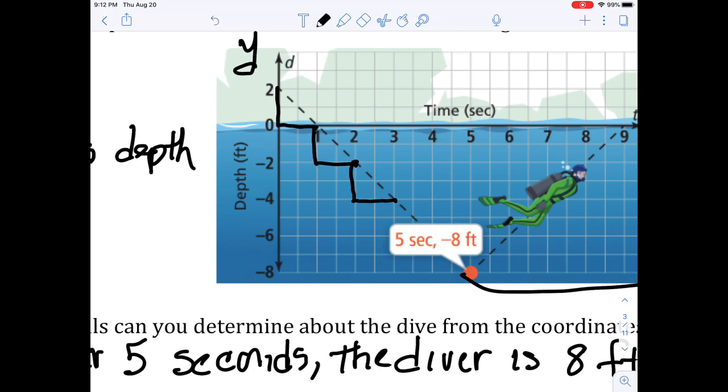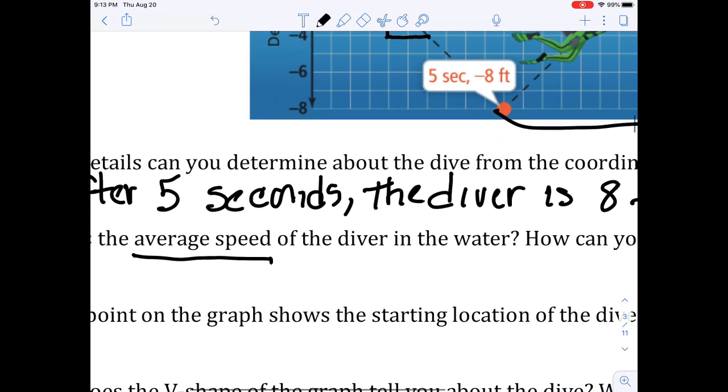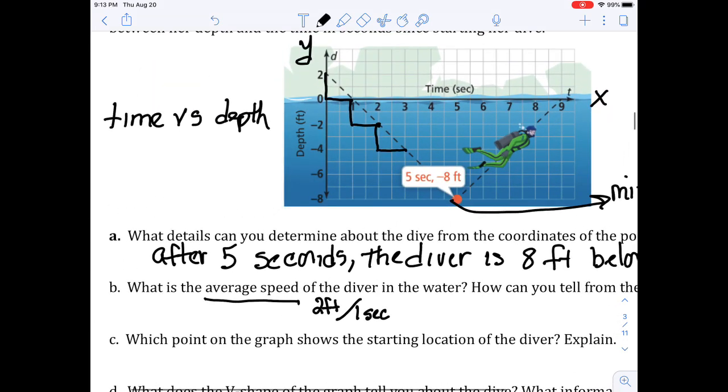So the speed, if you think about speed, what's something you can relate to for speed? How about when you drive a car? When you drive a car, it's miles per hour is your speed. So it's distance versus time. So what's the distance this diver is traveling? 2 feet per 1 second.